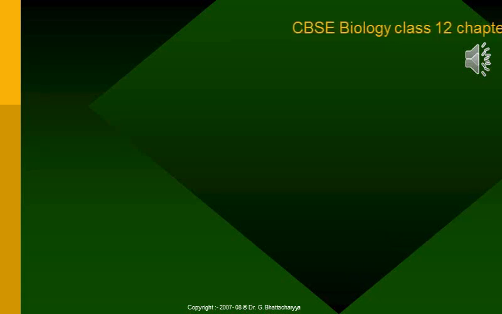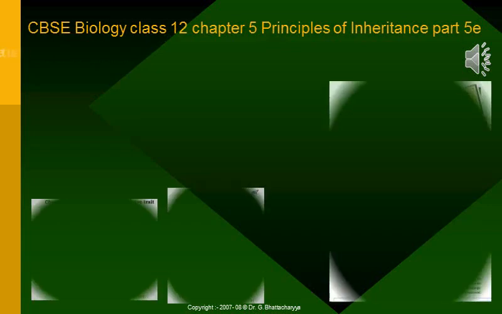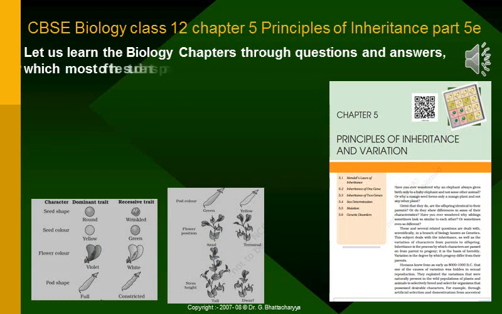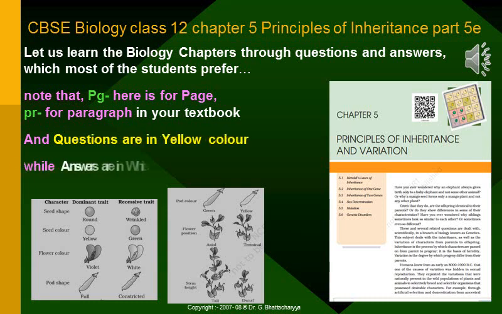CBSE Biology, Class 12, Chapter 5, Principles of Inheritance. Let us learn the biology chapters through questions and answers, which most of the students prefer. Note that PG here is for page, PR for paragraph in your textbook. Questions are in yellow color while answers are white.